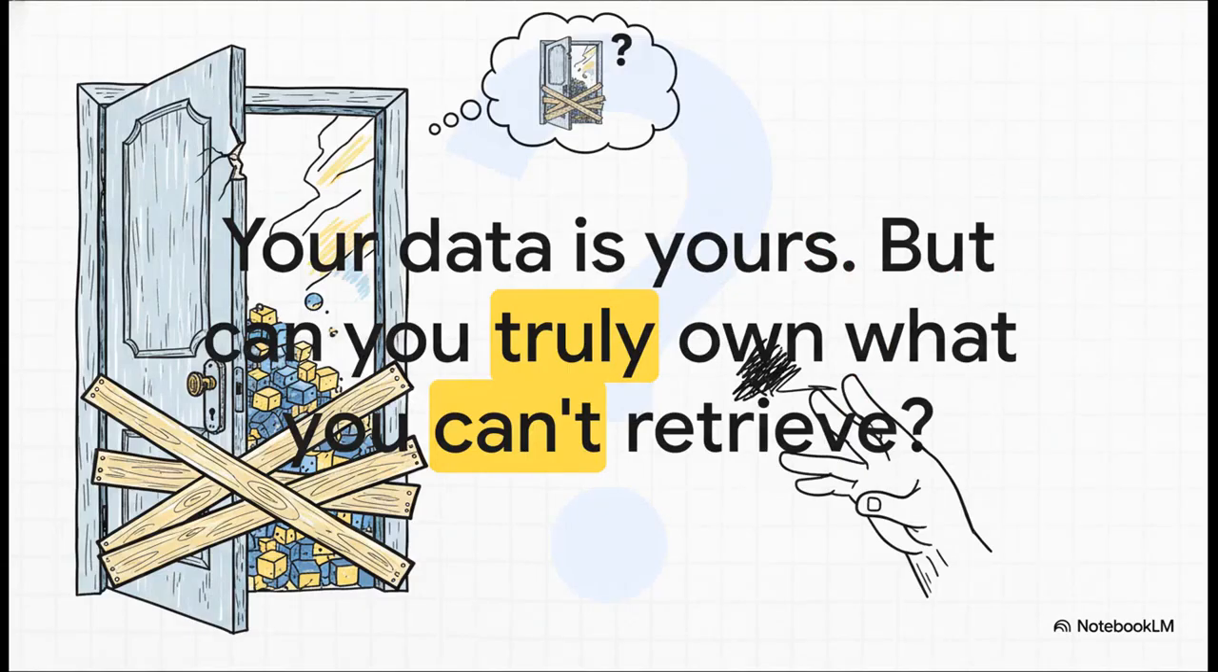So, we'll end with this thought. We're always told, your data is yours. It's a fundamental digital right. But this whole situation really forces us to ask a tough question. If the front door to getting your data is technically unlocked, but it's barricaded with all these invisible walls that make it impossible to get through, can you really say you own what's on the other side?